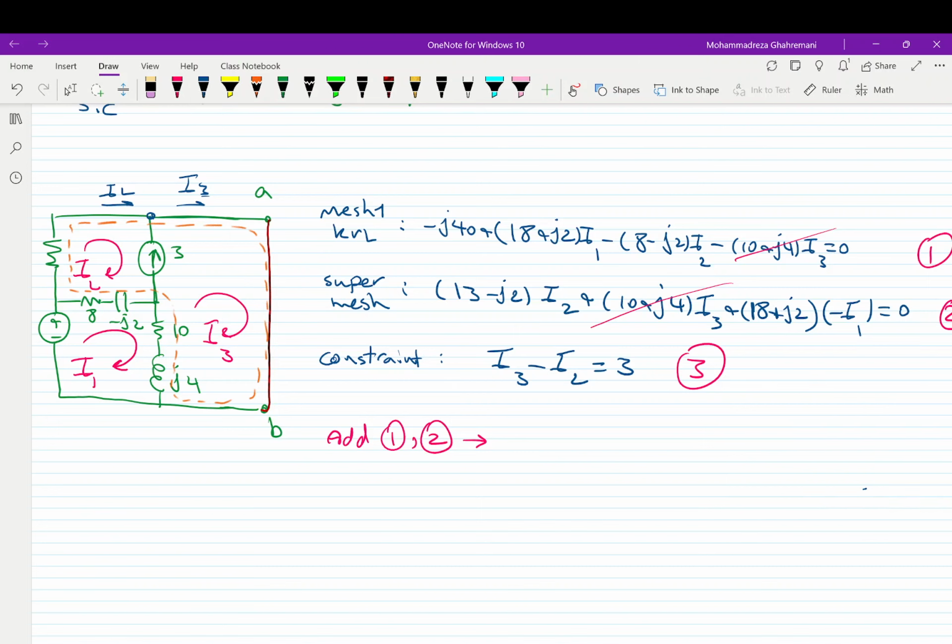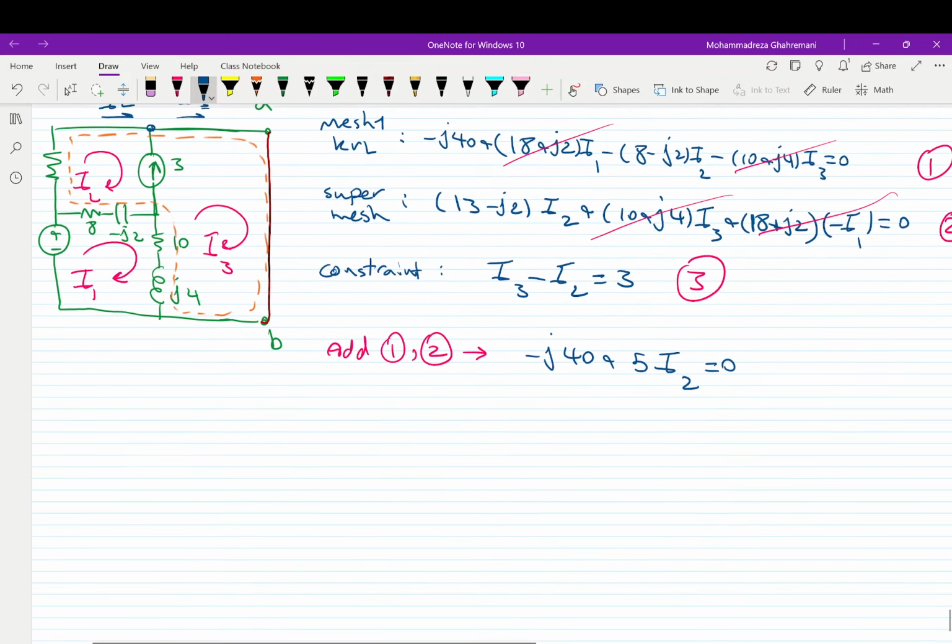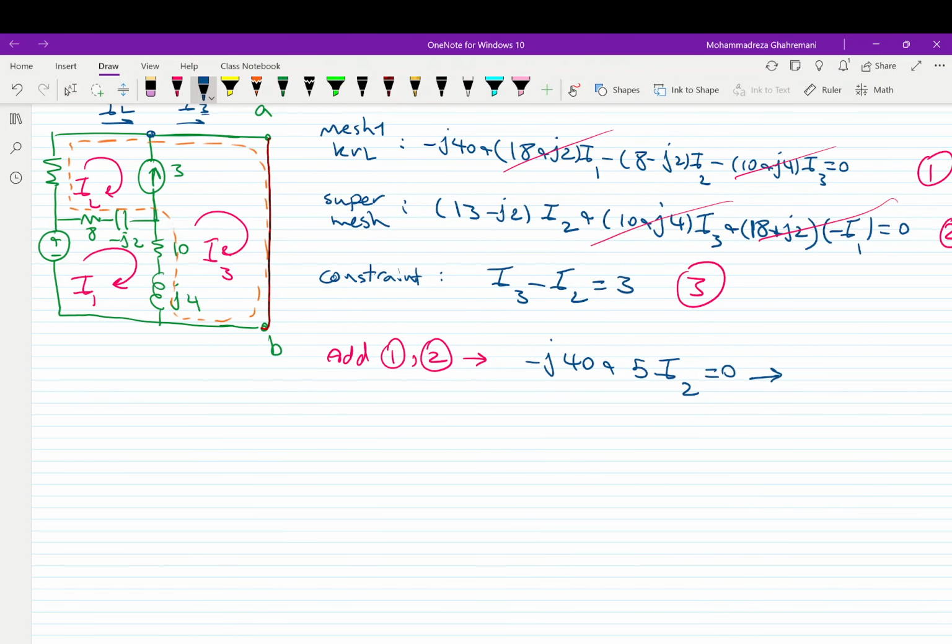And now, if we look, we see that this I1 will be cancelled with this one. And if we simplify the circuit, we are going to have negative J40 plus 5 I2 is equal to 0, and as a result I2 is equal to J8. We got I2.